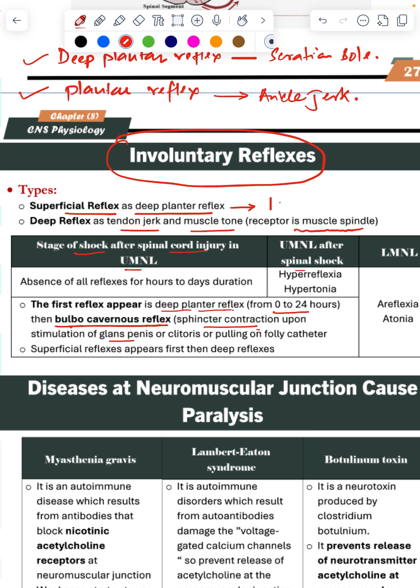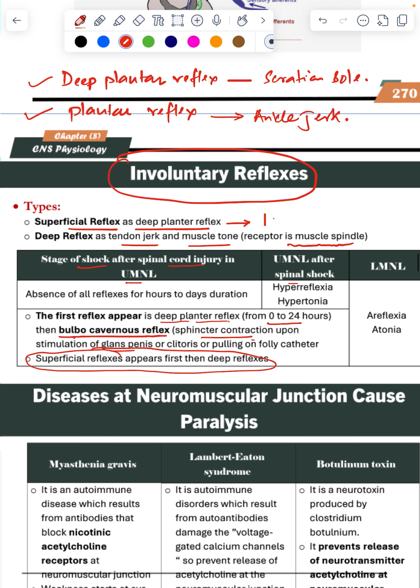It is not hitting the ankle jerk. Then the second reflex to come back is the bulbocavernous, contraction of the sphincter on stimulation of the glans or clitoris by pulling the Foley's catheter. So superficial reflexes appear first, then the deep reflexes. This is what the spinal shock was telling about.